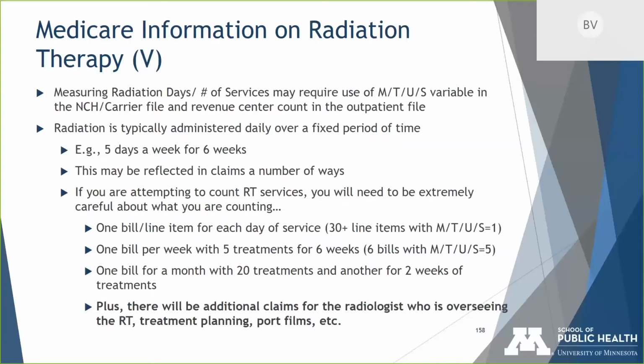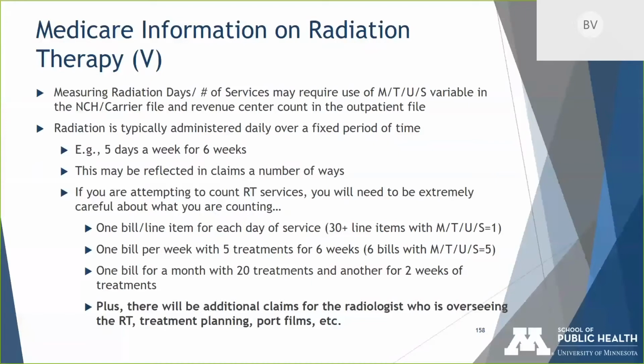One thing that can be particularly tricky is measuring radiation days or the number of services, and that's where there are some additional variables within the Medicare claims that are particularly useful for researchers to understand those components. There are a set of variables. So the first one is the MTUS, which is the miles times units variable, and that appears in the physician or the carrier file. And then there's a revenue center count variable that appears in the outpatient file.